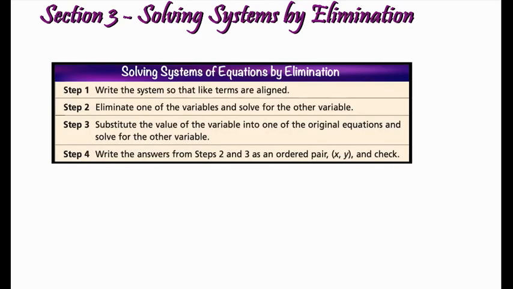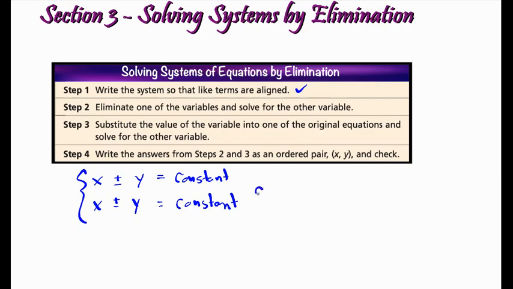The steps for solving by the elimination method are as follows. First, we write the system so that like terms are aligned. What this means is we will rearrange equations so that we have the x of the first equation over the x of the second equation, the plus or minus operations over each other, the y of the first equation over the y of the second equation, the equal signs over one another, and then the constants over one another. This is what is meant by an aligned system.